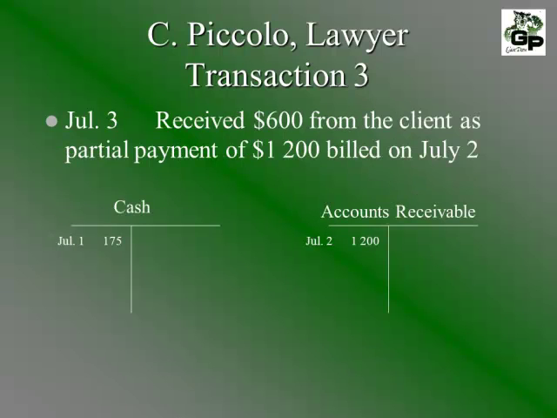On July the 3rd, C. Piccolo received $600 from the client as partial payment of $1,200 billed on July 2nd. So cash was received, so that's $600 on the debit side. Accounts receivable goes down $600, so that's on the credit side. The asset account was affected, and another asset account was affected.